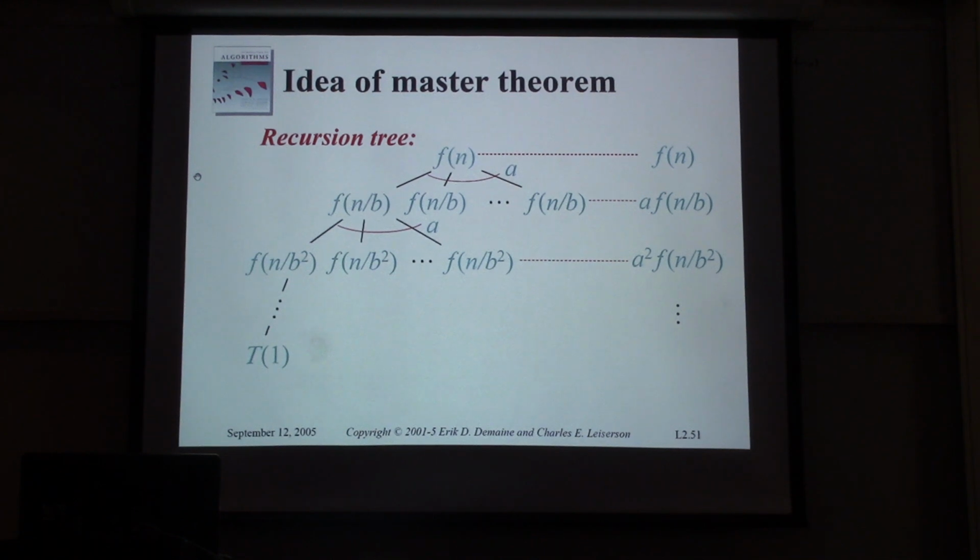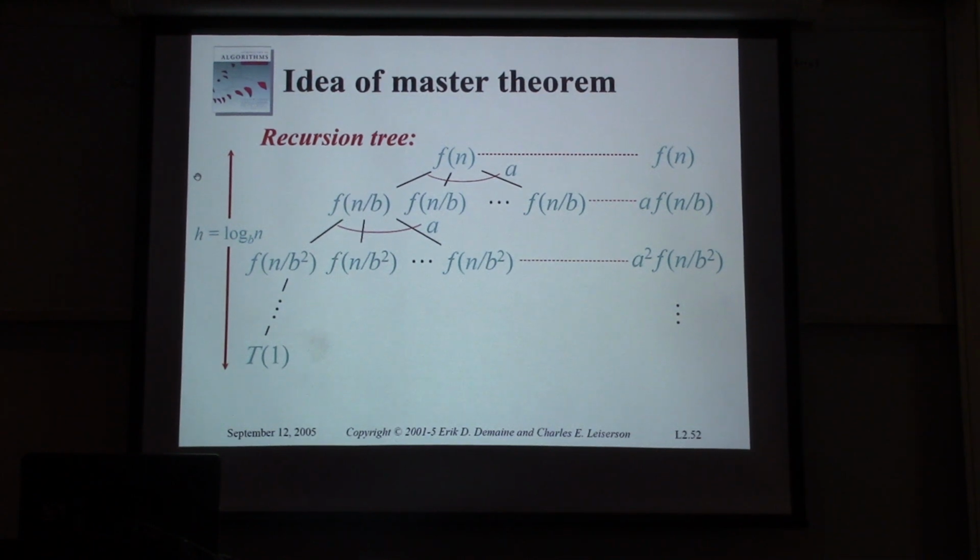So the total work being done at level 0 is f of n. The total work here is a times f of n over b, and here the number of branches goes from 1 to a, then a squared, because each of the a has another a. So we have a times a, which is a squared, and the input becomes n over b squared, so the work is a squared times f of n over b squared.